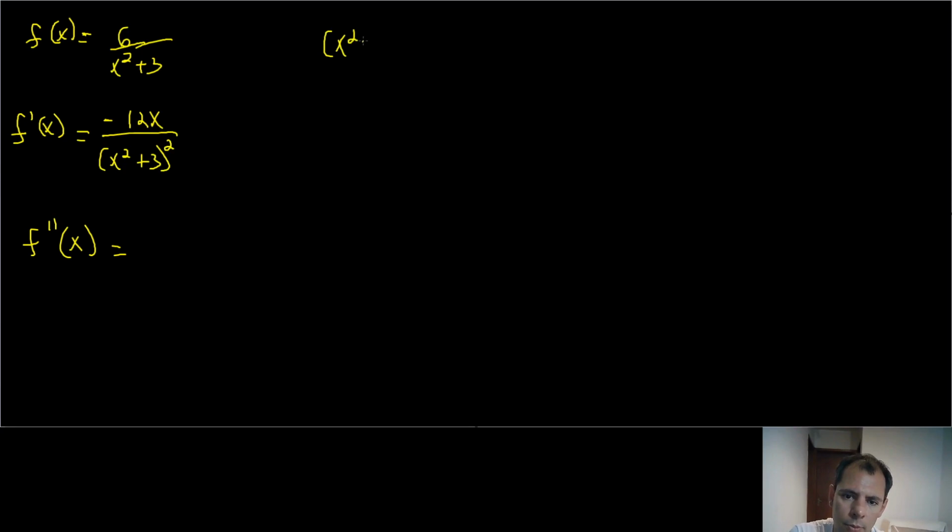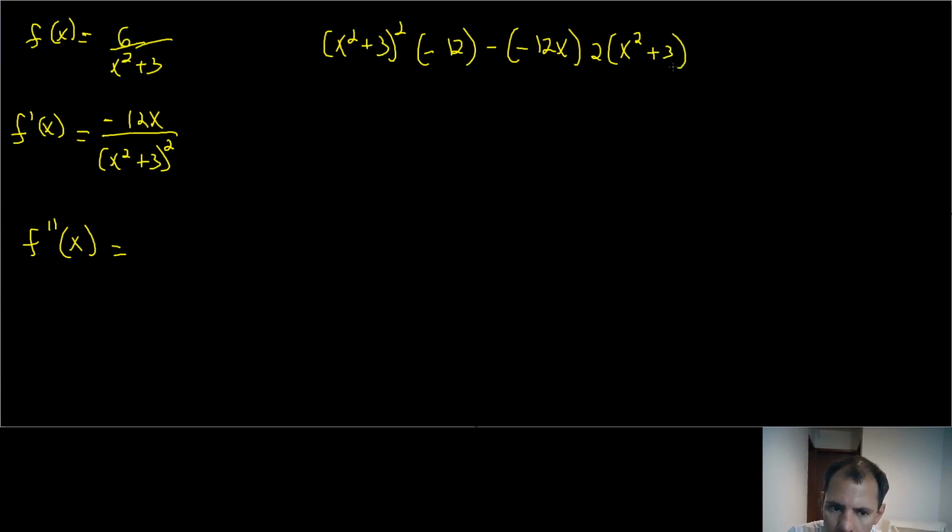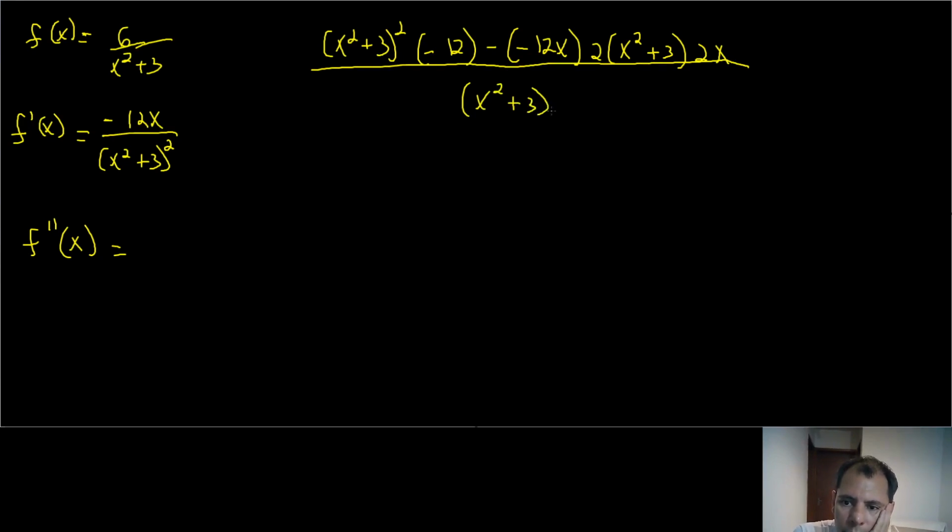So x squared plus 3 squared times minus 12 minus minus 12x times the derivative of this, which is going to be 2 times x squared plus 3 times 2x, divided, man, that's big, by x squared plus 3 to the 4th. Yeah, that is something.